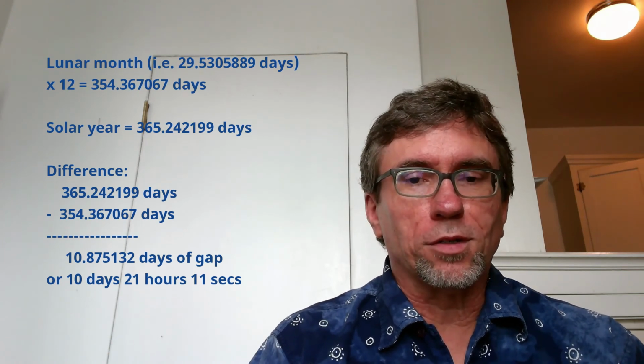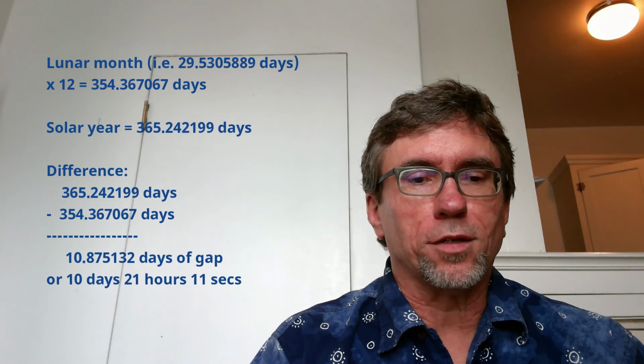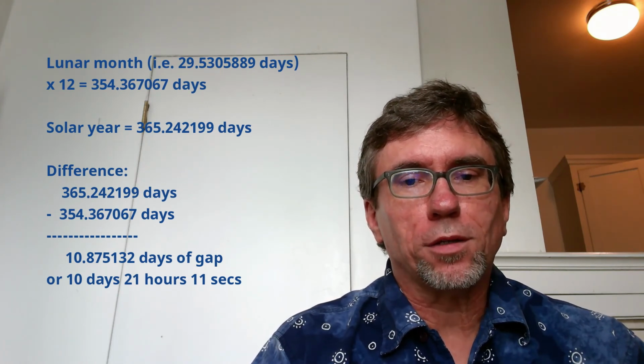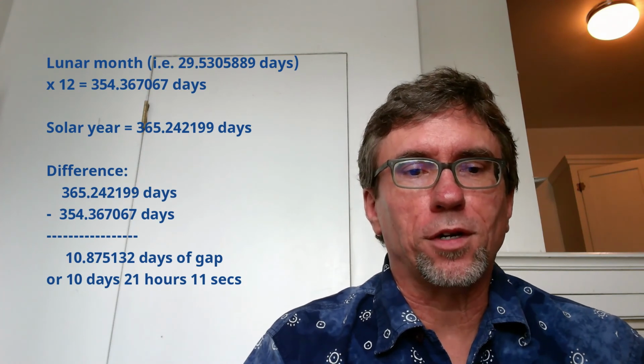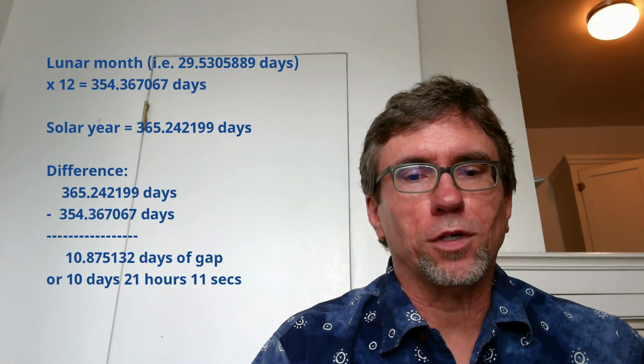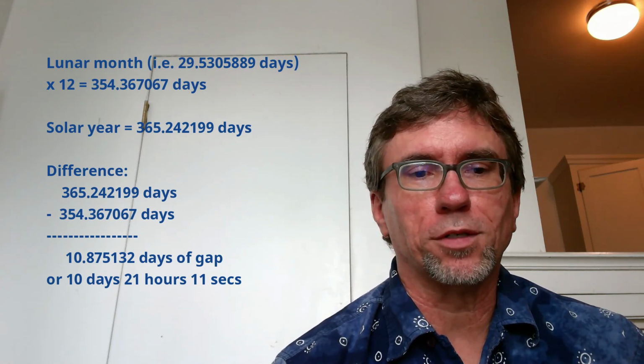And the solar year is 365.242199 days long. If you subtract one from the other, you'll find that the solar year is longer than 12 lunar months by 10.87512 days, which is about 10 days and 21 hours and a few seconds.